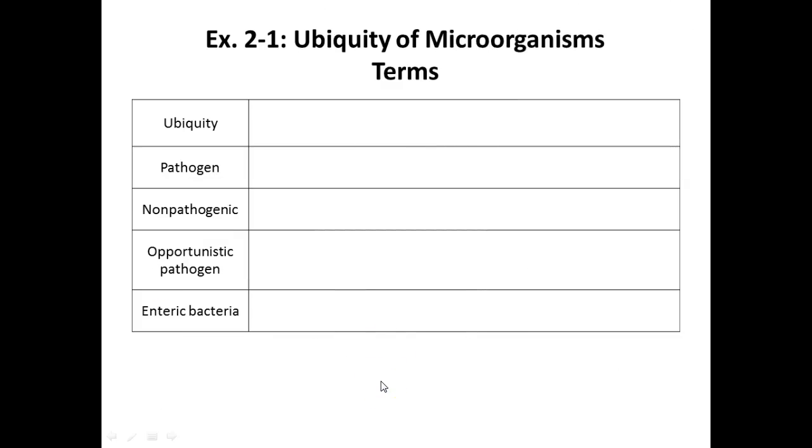So we've already mentioned ubiquity. Ubiquity means everywhere. So microorganisms in general can be found everywhere. Not every microorganism is in the air or in our bodies, but in general, can you go anywhere on this earth or in this room and avoid microorganisms? No, it's not going to happen. They're everywhere. They're ubiquitous. What's a pathogen? It's a microorganism that we know causes disease. We know it could make you sick. Something that's non-pathogenic.